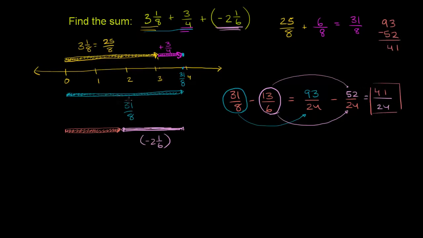24, and positive. And you can see that here just by looking at the number line. This right here is 41 over 24. And it should be a little bit less than 2, because 2 would be 48 over 24. So it makes sense that we're a little bit less than that.